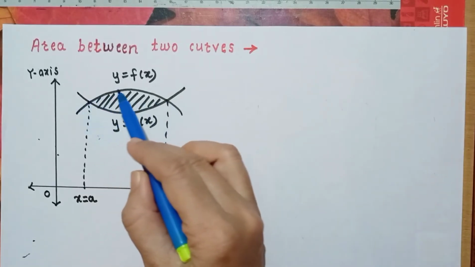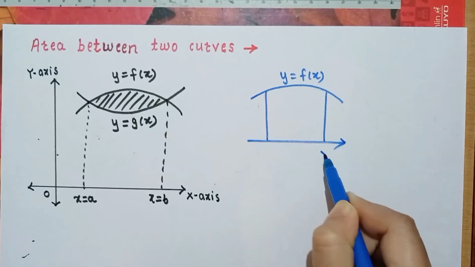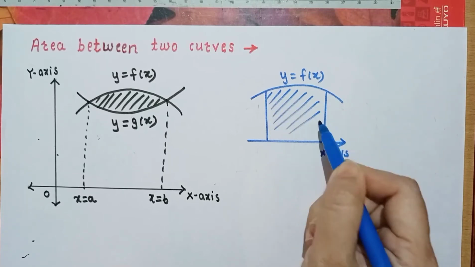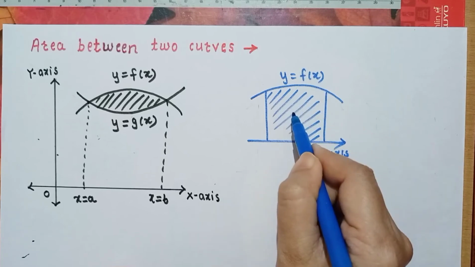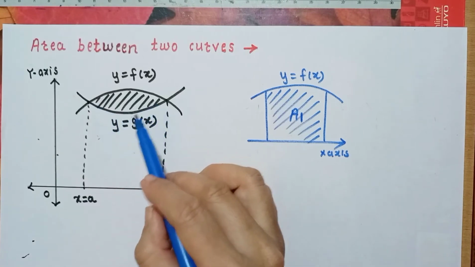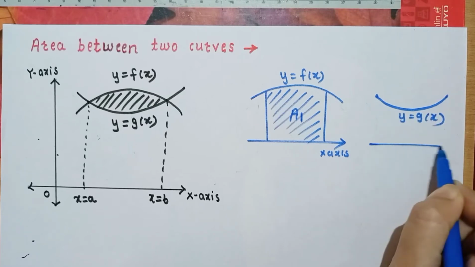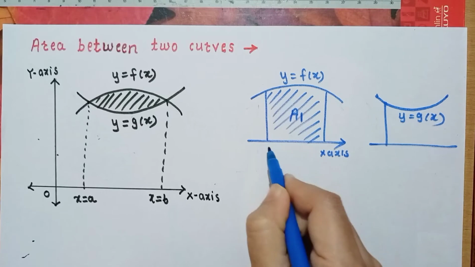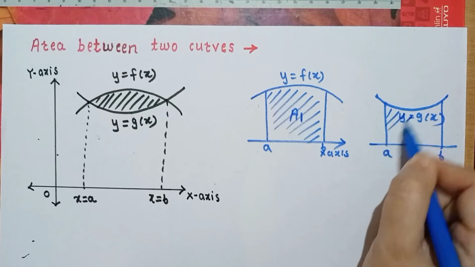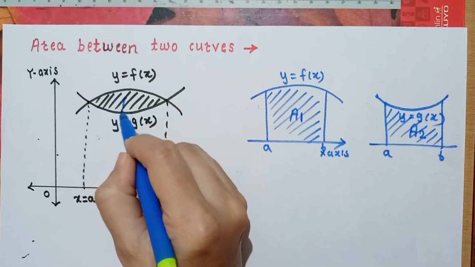If the area of the curve y is equal to f(x), here I am drawing, this is the x-axis, then this is the area below the curve. Say this is A1, and the area below the curve y is equal to g(x) will be, this curve is like this, and this is the x-axis, and these points are here a and b. So here this is a, this is b, so this area is this. Say this is A2, and we have to find out this area.